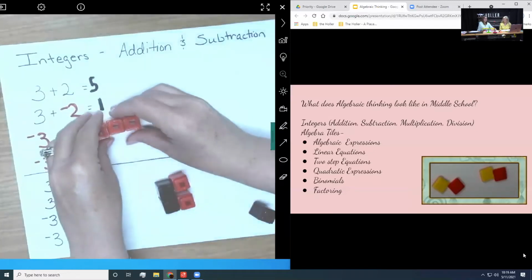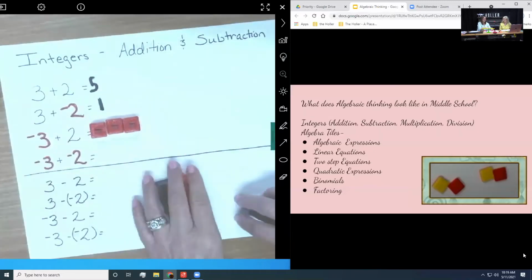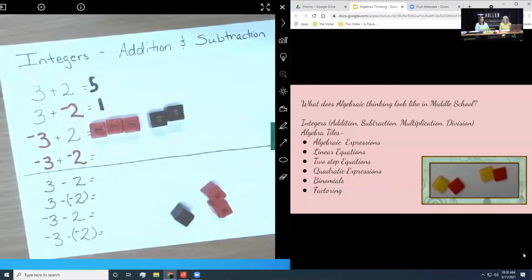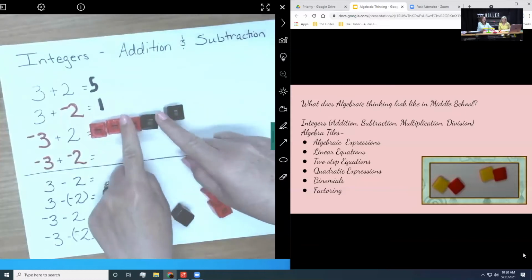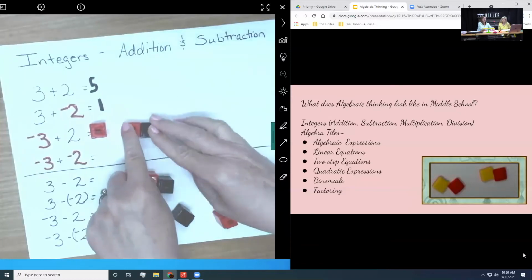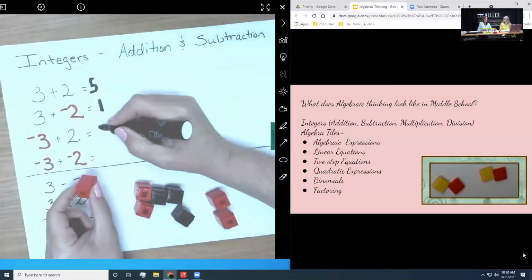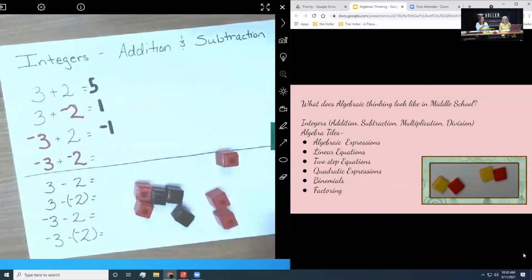So the next one is negative 3, and I'm going to add positive 2. So again, at this point, I'm zero pairing out, and I have negative 1. Because this is red, it's negative, so it's negative 1. It's a good way for our kids to remember this.